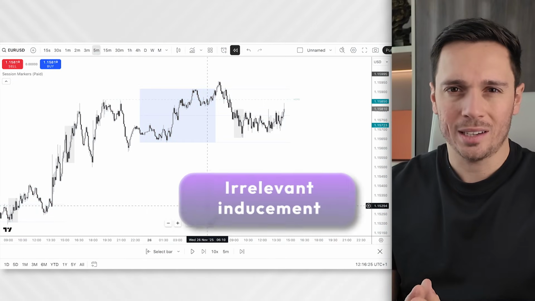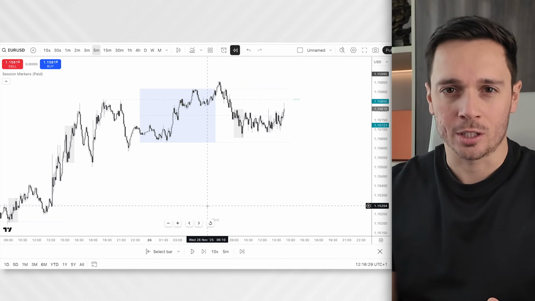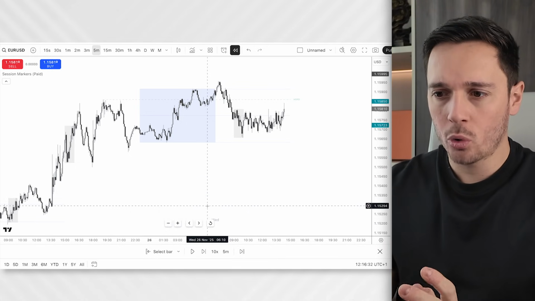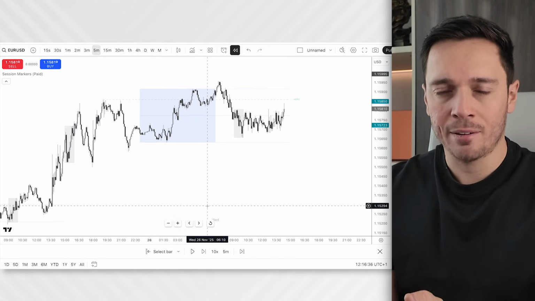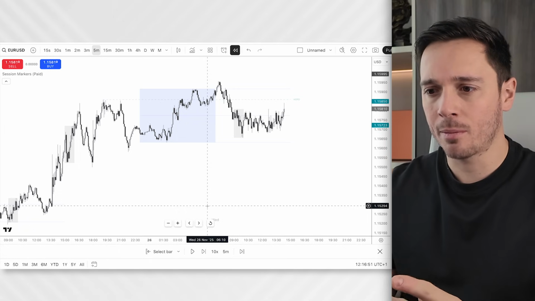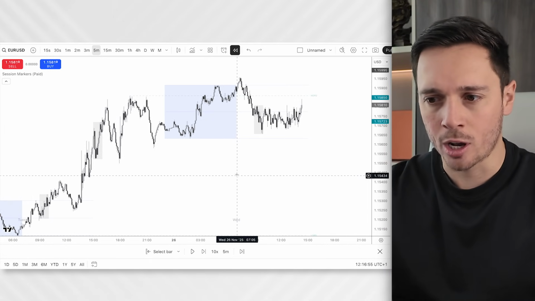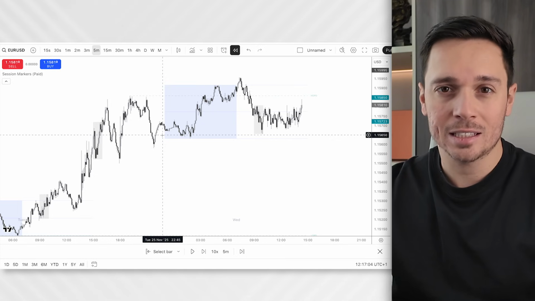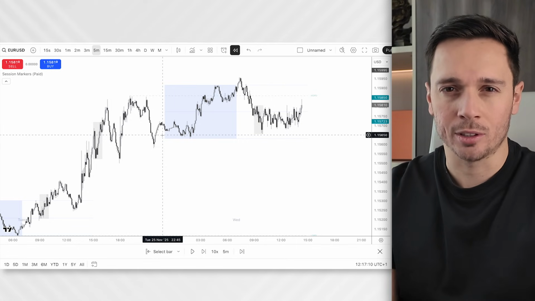So first of all, what is an irrelevant inducement? Inducements happen all the time in every session and in every time frame. We're going to be focusing now, as you guys mostly will be intra-session traders, on the M5 time frame. Before even jumping into M1 for my entries, M5 becomes my home, my place to analyze the market from an intra-session perspective. When you're in M5, things can get even more noisy, and that's why I focus on M5 to explain what irrelevant inducements are.